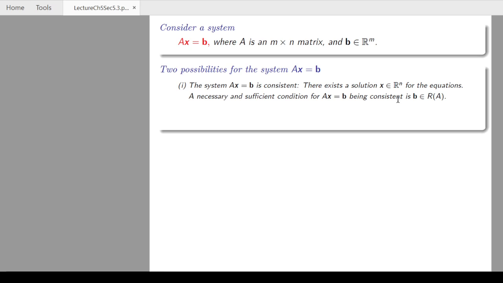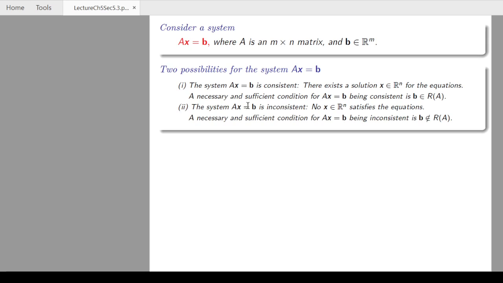The second possibility is the system is inconsistent. That means no x satisfies the equation Ax equals b. For that, a necessary and sufficient condition is b doesn't belong to R(A). Now what is left is we need to think about the second possibility.